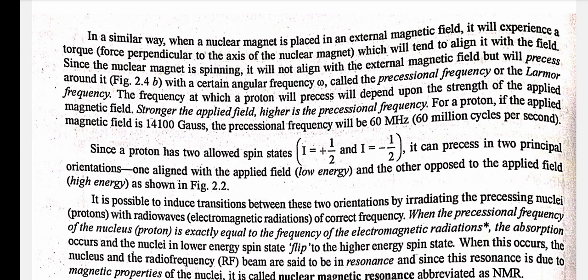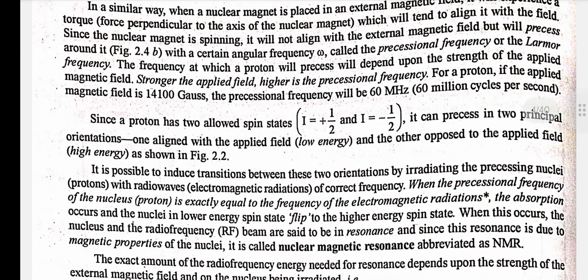If the applied magnetic field is 14100 Gauss, the precessional frequency will be 60 megahertz. Since a proton has two allowed spin states, plus half and minus half, it can precess in two principal orientations, one aligned with the applied field and the other opposed to the applied field.